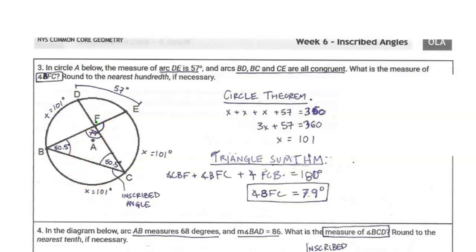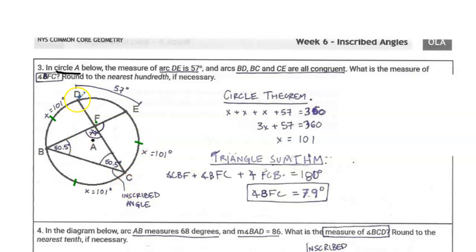It tells us very specifically at the beginning of the problem that we're dealing with circle A. Since there's no lines that intersect that center, I can't use central angles at all in this problem. But that's okay because we have enough information using everything else. I'm told that arcs BD, BC, and CE are all congruent. That means this arc here is congruent to this arc here, is congruent to this arc here.